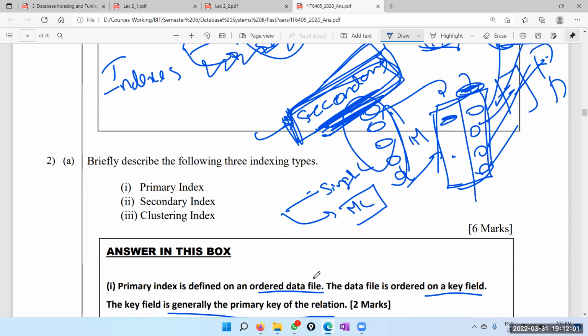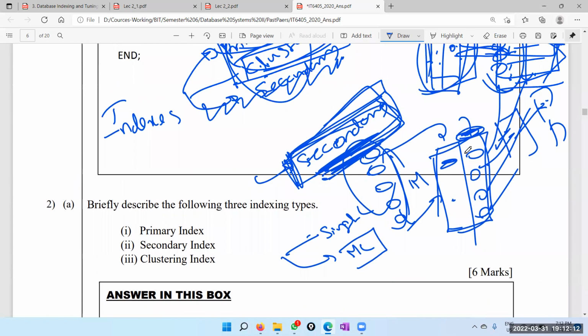Right. Secondary index. Secondary index means it's a secondary way of accessing your file. While you have the primary or clustering index, you can have a secondary index, and the secondary index is based on a secondary field, but the data file will not be sorted by that secondary field. So therefore, a secondary index is invariably a dense index.